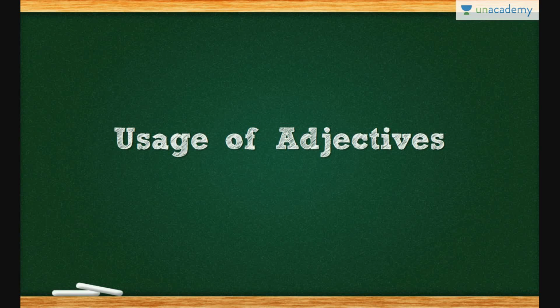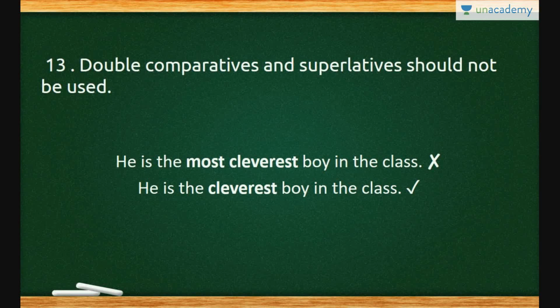And in the superlative degree, the adjective is in its superlative form when the noun is being compared to the rest or to everything else, right? So the first rule that we are going to discuss today is double comparatives and superlatives should not be used. Now, what does this mean?